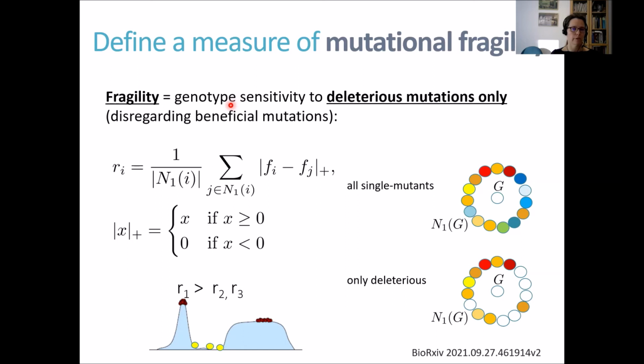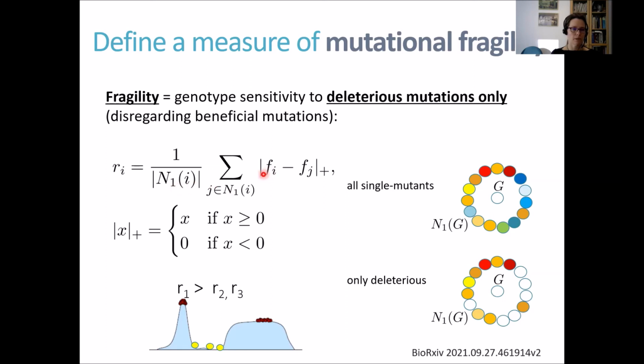We call it mutational fragility. It accounts for the genotype's sensitivity to deleterious mutations only, and we do not consider beneficial mutations here. So suppose that this is the genotype we're interested in, and those in the circle are the single mutants, and color represents fitness here. The green or blue are fitter genotypes, and yellow and red are less fit genotypes. So this measure only considers the red and yellow ones.